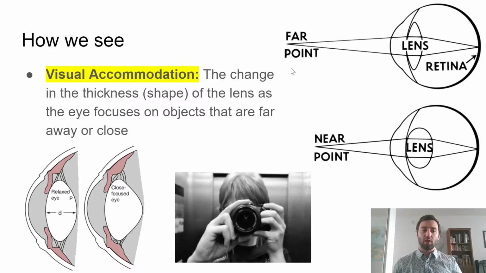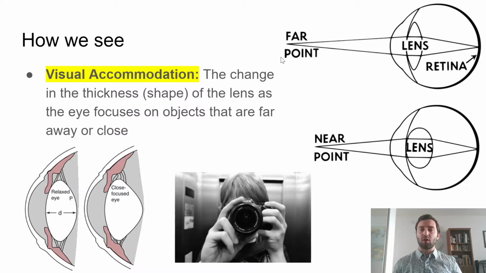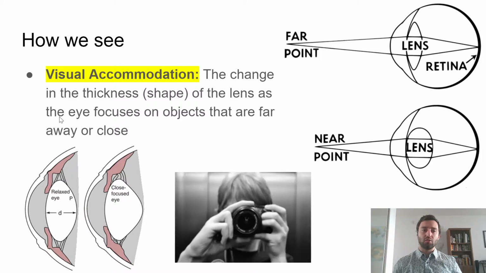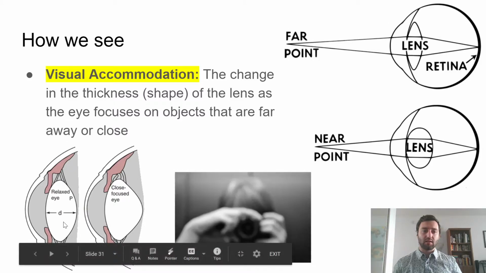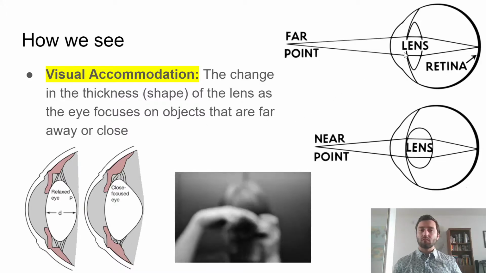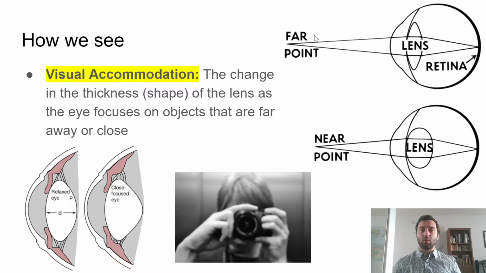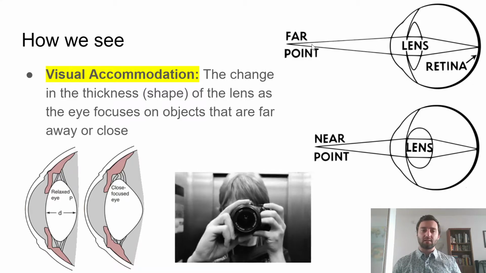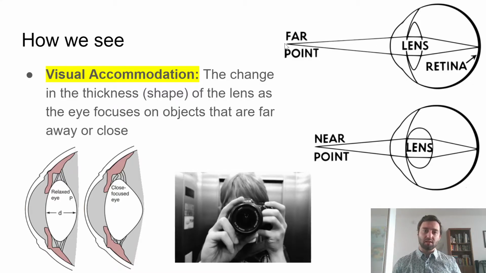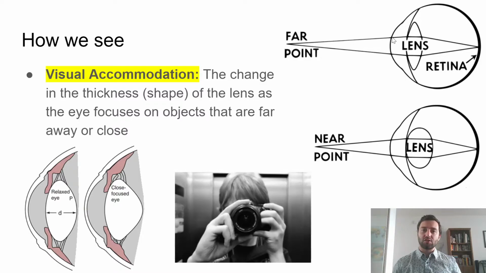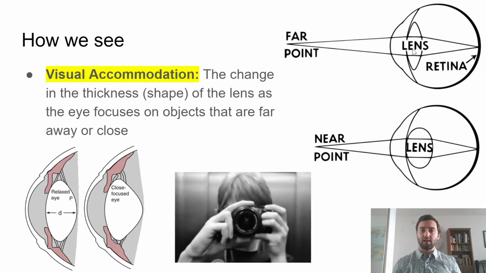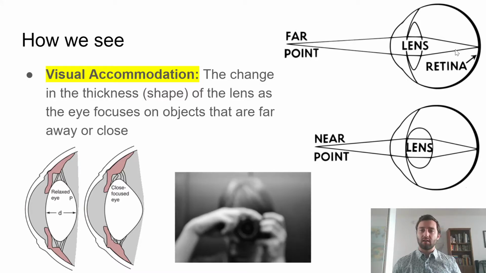When something is far away, our lens is going to relax. You can see it here. It's relaxed. Our lens relaxes and basically becomes elongated. What we're seeing here is that because something is far away, as that energy comes in, this elongated lens is going to focus it on the back of the eye.